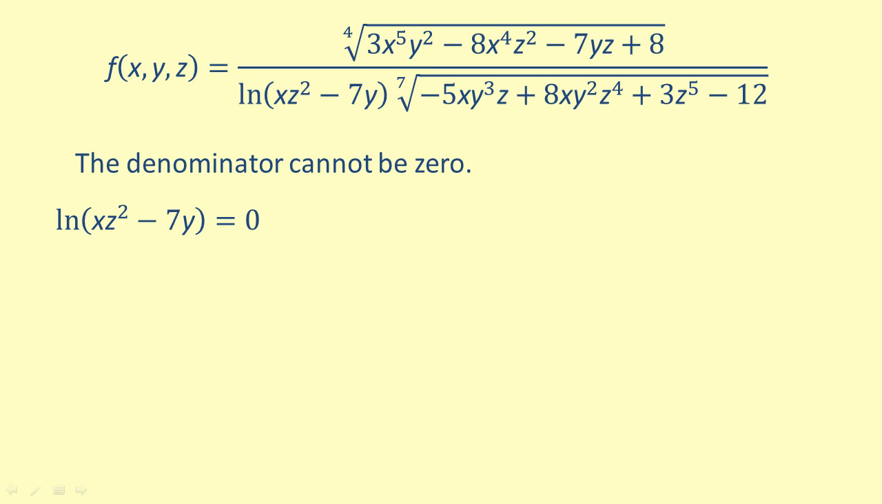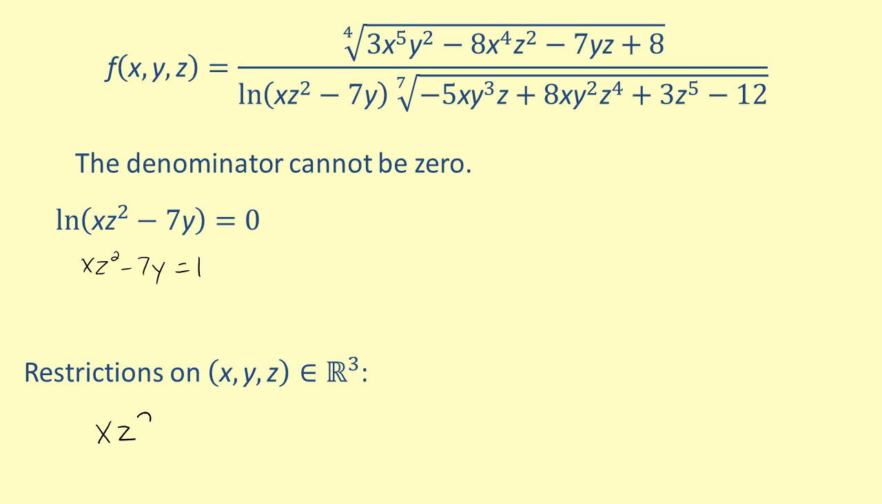So, the natural log of the quantity xz squared minus 7y is equal to 0 when xz squared minus 7y is 1. Our first restriction on the values of x, y, and z is that xz squared minus 7y cannot equal 1.